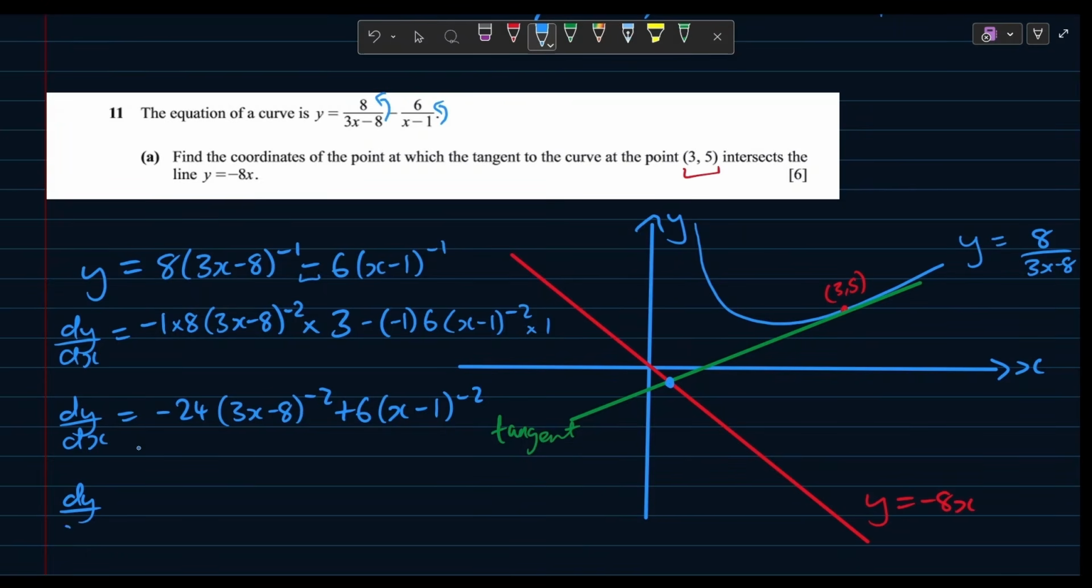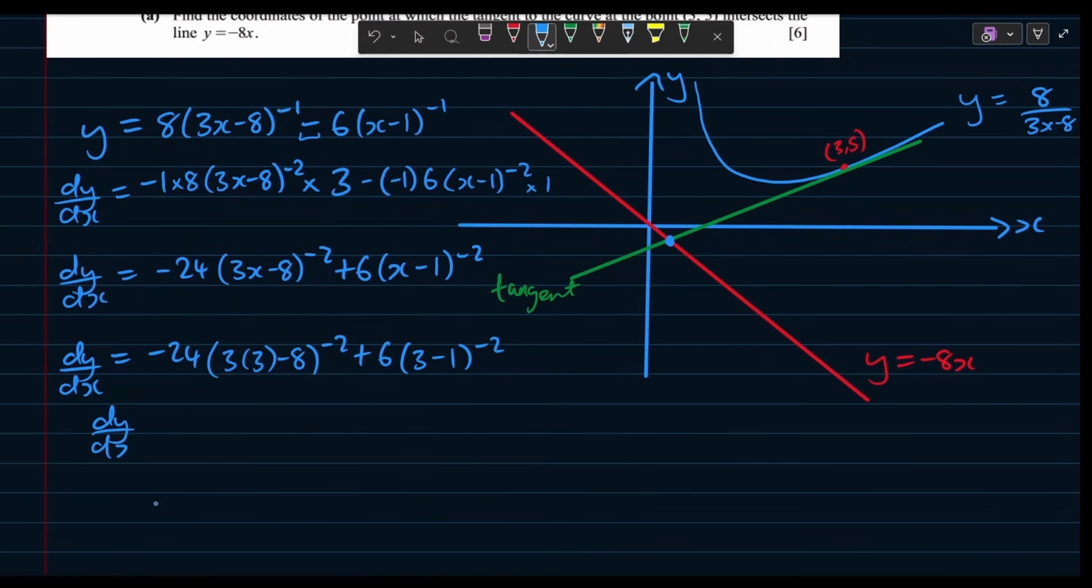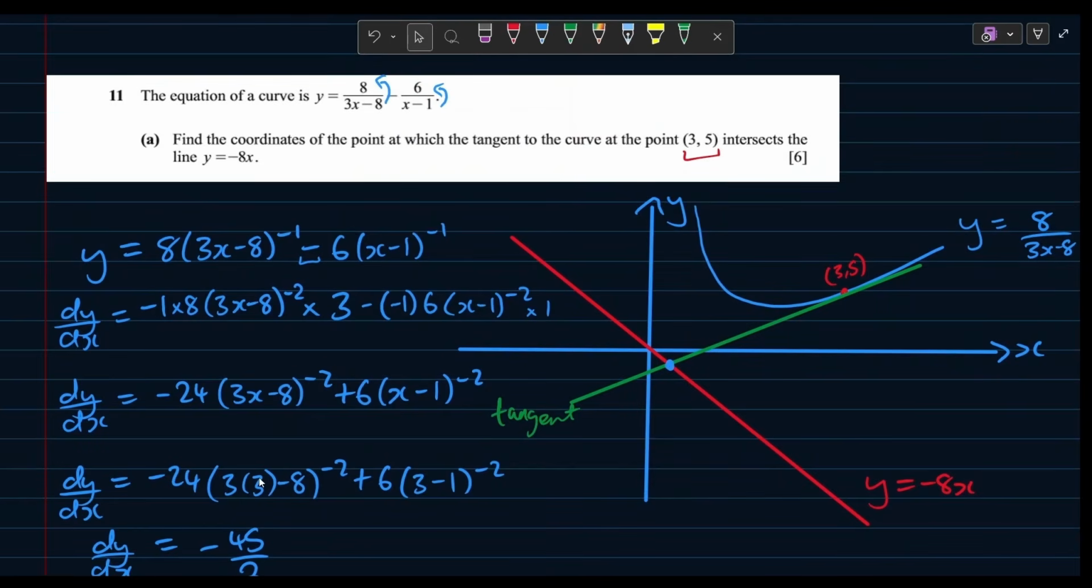So our dy dx is going to be, that is negative 24, then 3 times 3 minus 8 to the negative 2 plus 6 times 3 minus 1 to the negative 2. So dy dx is equal to, punch this in the calculator, negative 24 times 3 minus 8 to the power of negative 2 plus 6 times 3 minus 1 to the power of negative 2. So this gives us negative 45 over 2. This is the gradient of the tangent when x is 3.